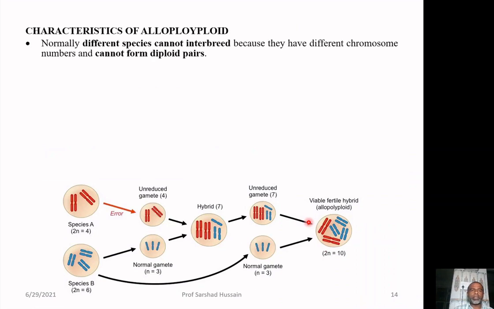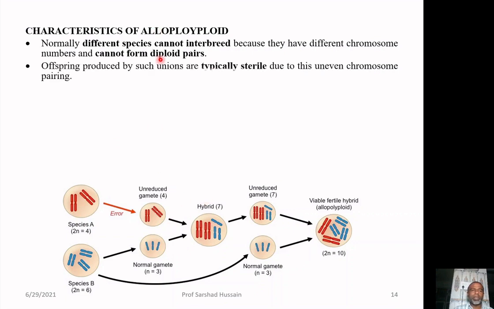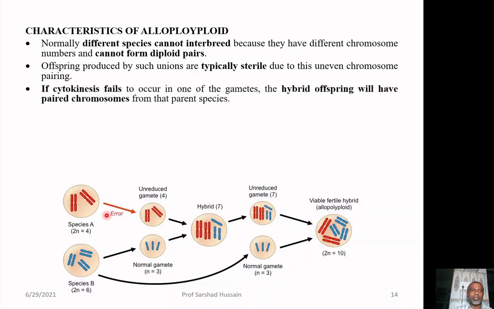Characteristics of allopolyploid: normally, because an allopolyploid is formed from two different species, and normally two different species cannot interbreed. The reason being that the different chromosomes, when they come together in the zygote, will not pair with one another. So, offspring produced by such a union are typically sterile. It is because each chromosome is not getting its homologue, because the chromosomes are coming from different species.